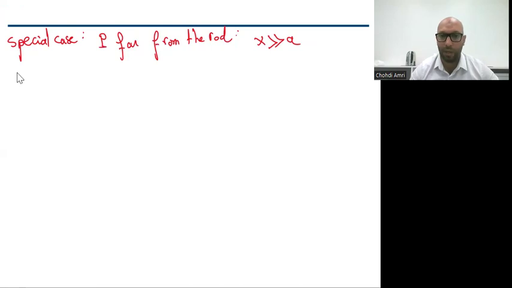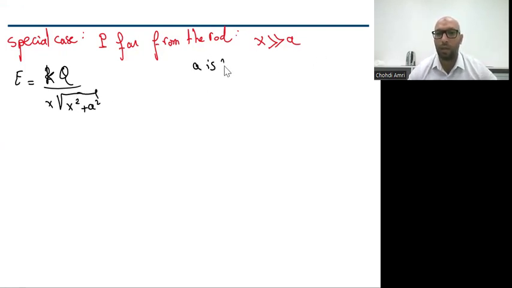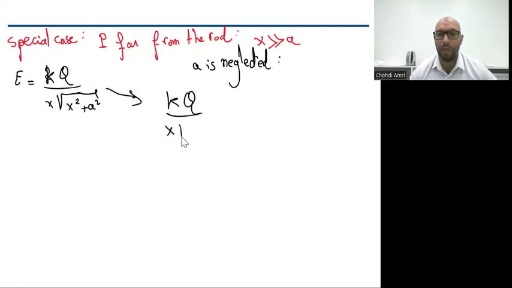Let's come back to our equation. E equals kq over x multiplied by the square root of x squared plus a squared. What are we going to cancel in this case? a is neglected. That means this expression becomes kq over x multiplied by the square root of x squared. The square root of x squared is the absolute value of x, multiplied by x, that means x squared. So it would be kq over x squared.